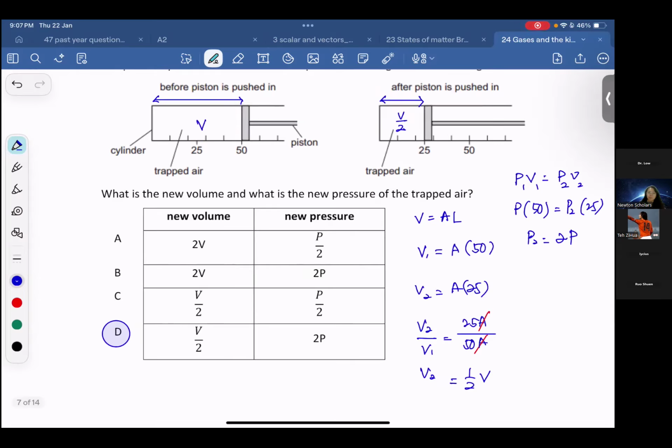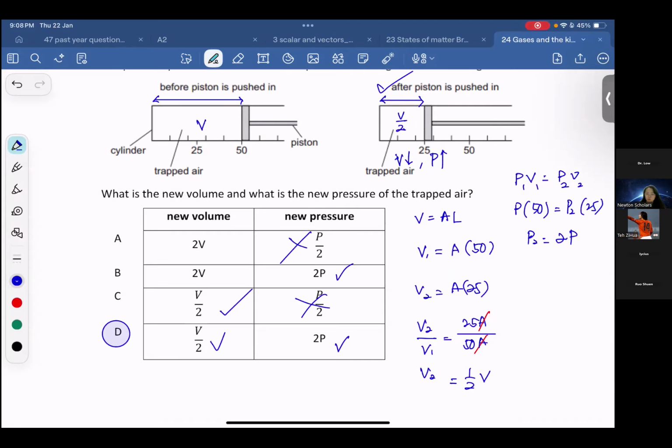So, it makes sense. You have to use logic to check your answer also. When volume decreases, you understand, wow, so many particles are packed in a smaller space. More collision, higher pressure. So your pressure should be 2P. The rest of the answers are confirmed wrong because the pressure won't be smaller when volume decreases. So the answer is D.